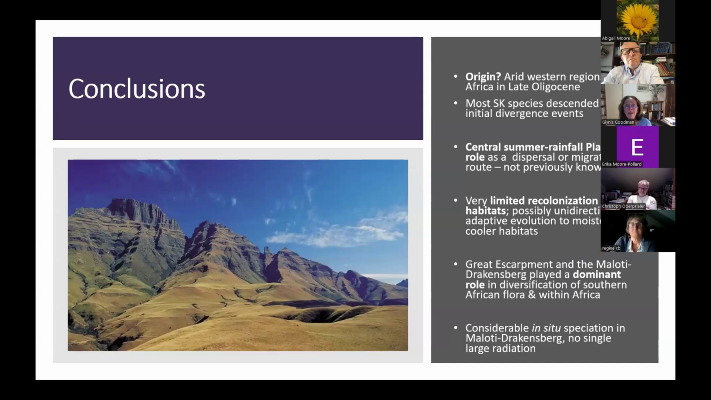So what can we conclude from all of this? Well, the origin is confirmed as the arid western regions of southern Africa in the late Oligocene, with most succulent Karoo species descended from those initial events. And what has not been previously known is that the central summer rainfall plateau has played an important role in dispersal and migration northeastwards. There's been very limited recolonization of those arid habitats, which suggests that the direction of movement is mostly towards the moister, cooler habitats.